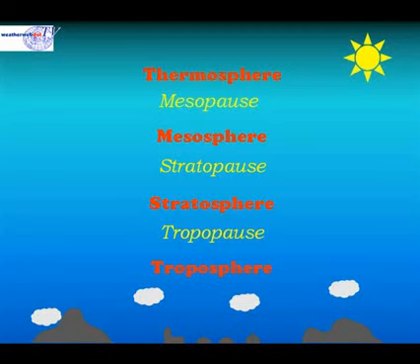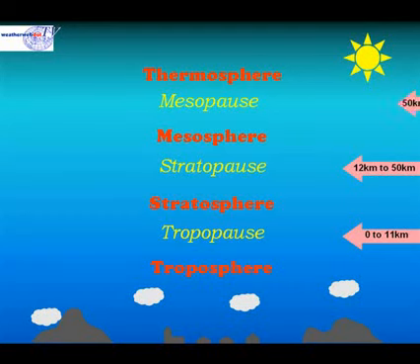Now the height of each of these layers varies on a day-to-day basis dependent on temperature. The troposphere extends up to about 11 kilometers. The stratosphere extends between 12 kilometers and about 50 kilometers, with the mesosphere between about 50 kilometers and 90 kilometers. The thermosphere is above 90 kilometers.